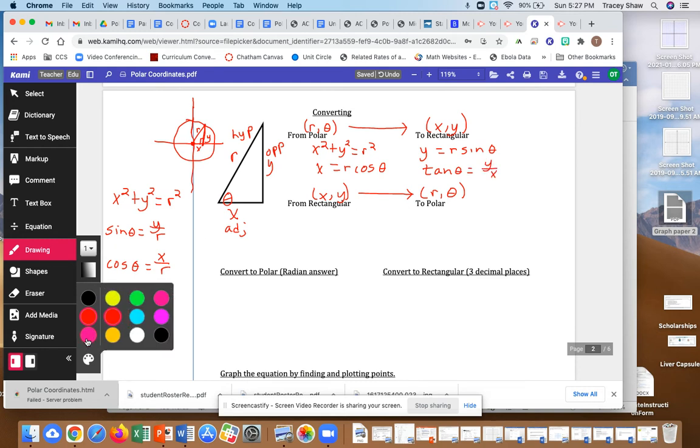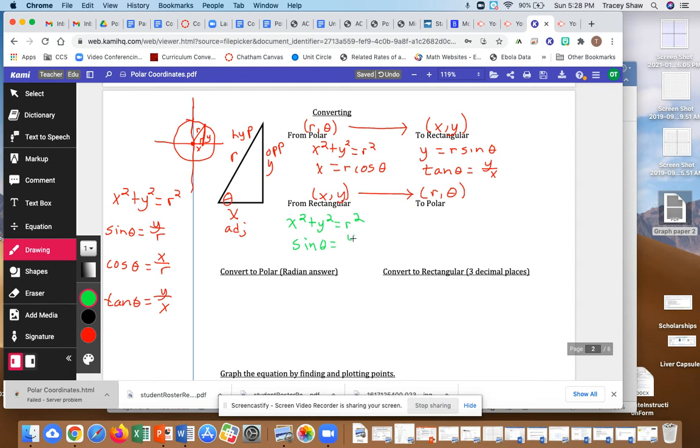To go from rectangular to polar, still sometimes I use the Pythagorean theorem. And then I normally use what's already written here, which is sine of theta equals y over r, cosine of theta equals x over r, and tangent of theta equals y over x. And remember, I've got all of these four theorems from the theorems I already knew.